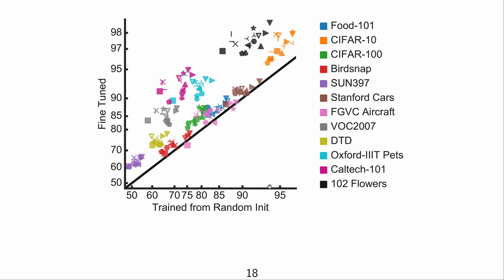This figure here compares training from random initialization with fine-tuned training. One point on this 2D plane corresponds to one architecture trained on one dataset, where the dataset gives the color coding and the shape of the point tells you which architecture was used. And since almost all the points are above this diagonal, this tells us that fine-tuning almost always is better than training from random initialization.